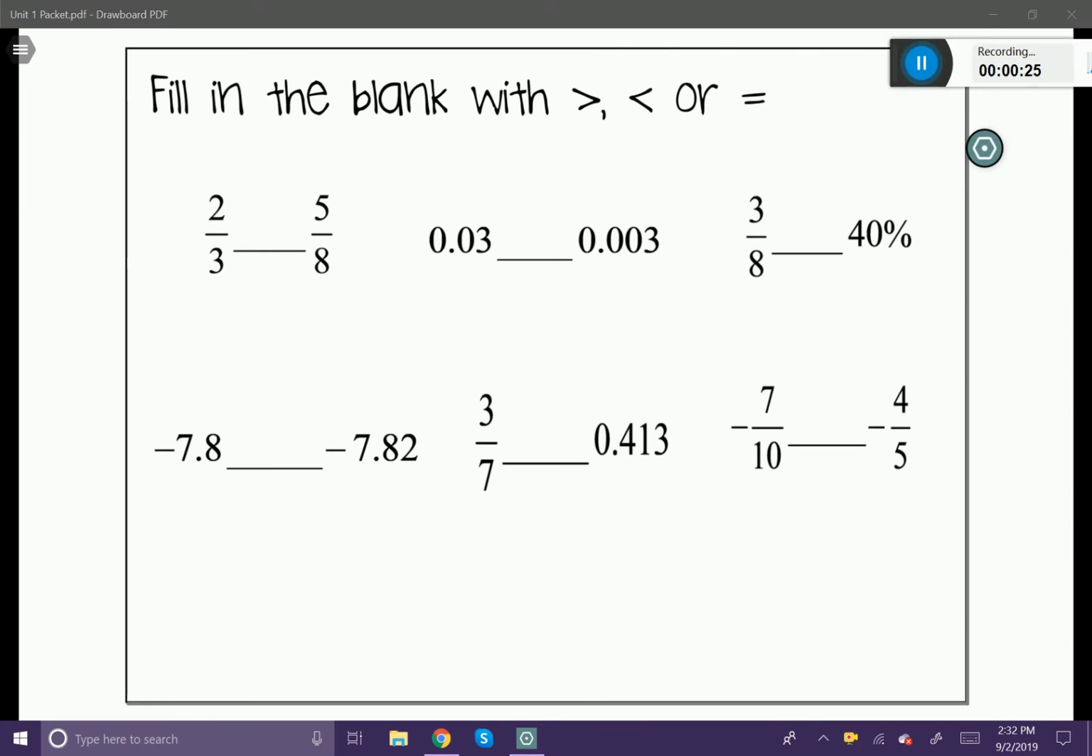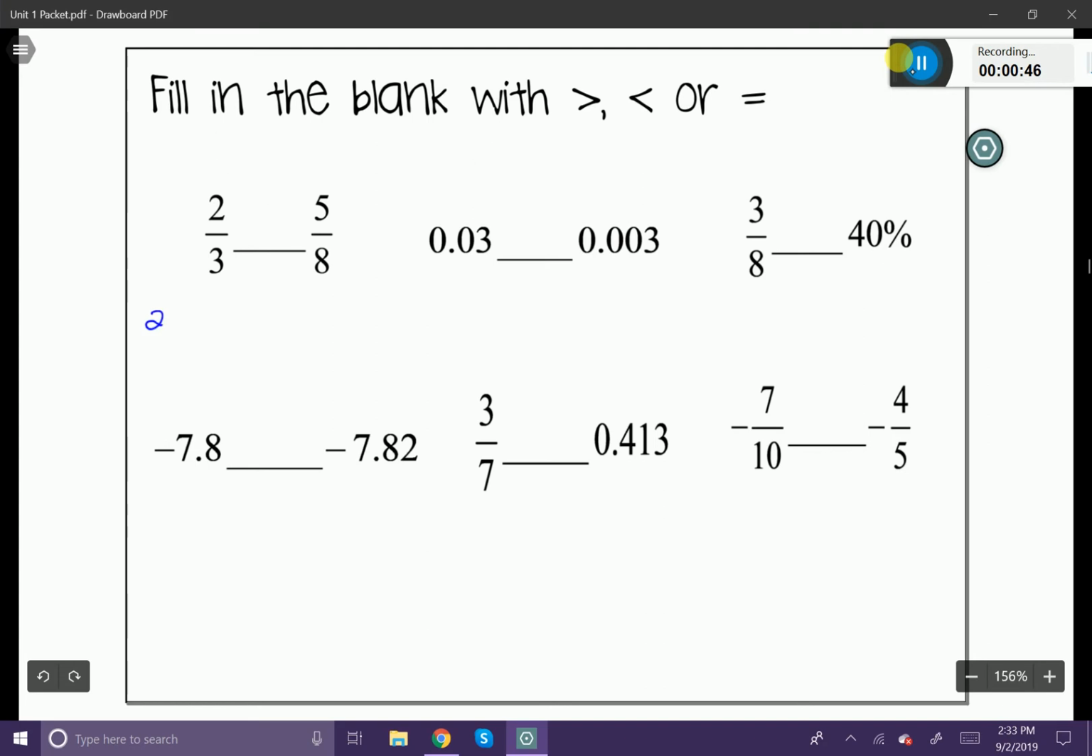So the directions say fill in the blanks with greater than, less than, or equal to. Let's look at this first example, 2/3 and 5/8. You can see that we have two fractions. Now you might have those two fractions memorized, but if you don't, you have to know what the decimal is of each one of those fractions. So in order to do that, we're going to actually do the division.